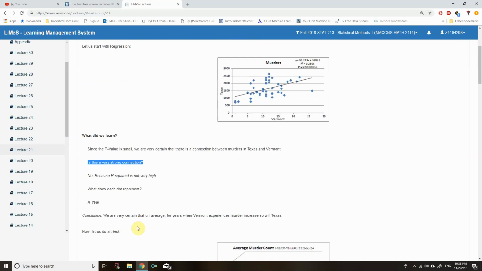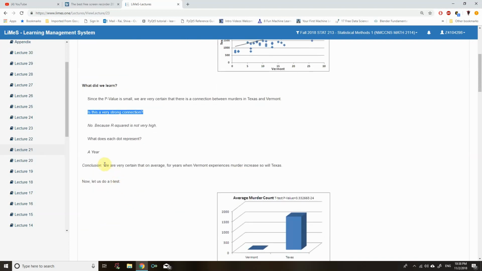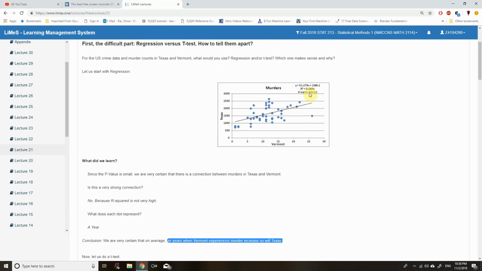What does each dot represent? A year. Okay, murders in a year. Conclusion: we are very certain that, on average, for years when Vermont experiences a murder increase, Texas also does the same. Okay, so that's what is given by the p-value.